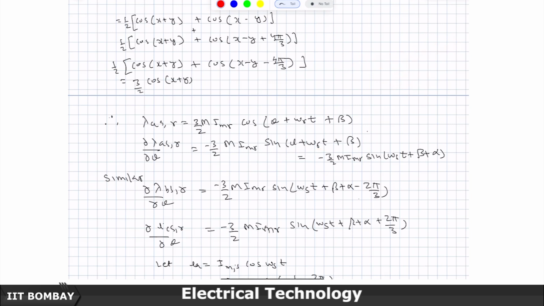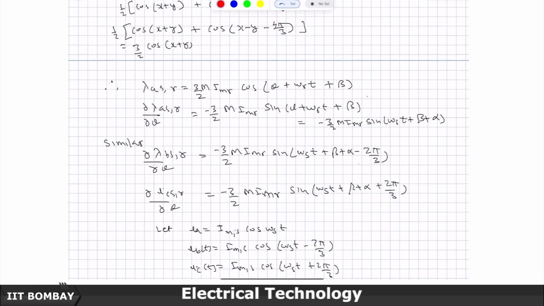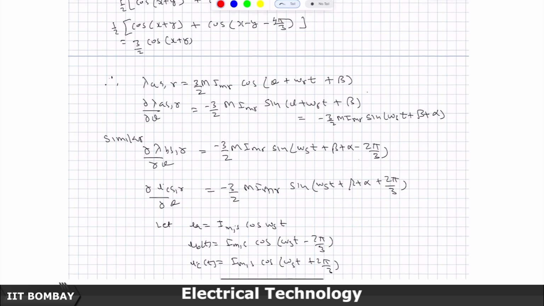So, this whole thing will turn out to be just omega_s t plus alpha, and this beta is already sitting here. So, I get this partial derivative as minus 3 by 2 M I_mr sine of (omega_s t plus beta plus alpha), and the other two partial derivatives, I can argue from the symmetry principle, will be lagging by another 120 and another 120 degrees. You can check it out.